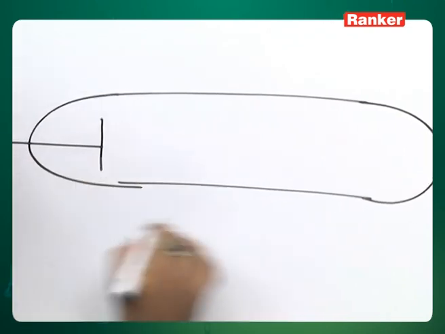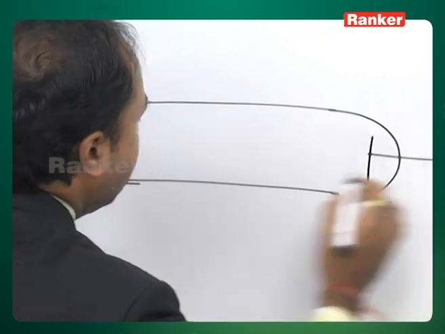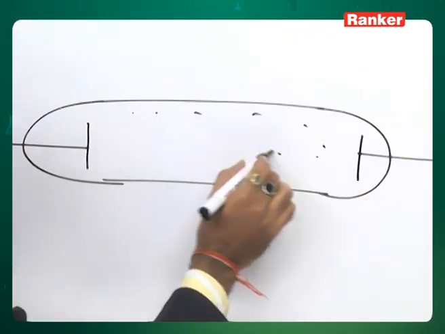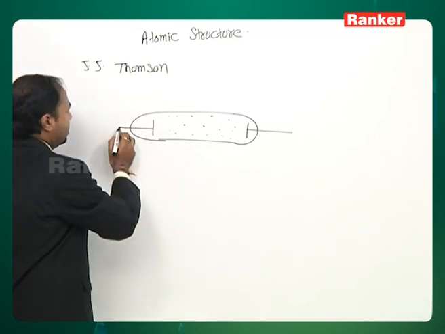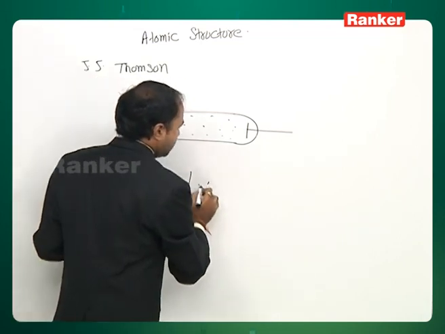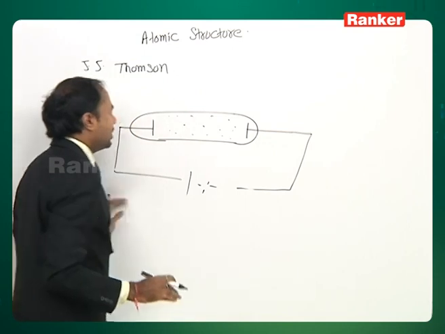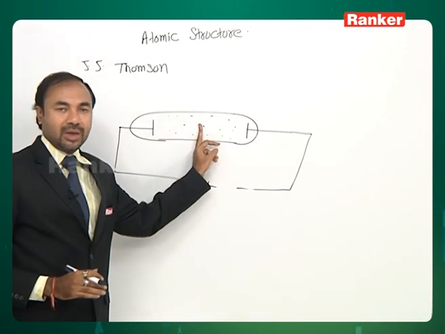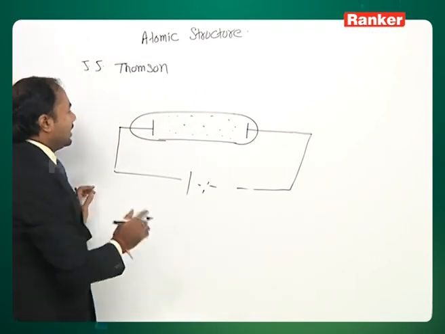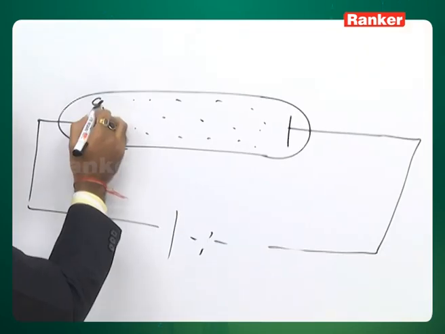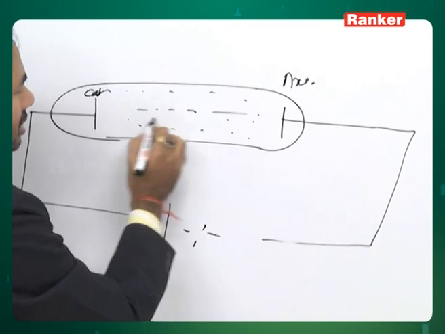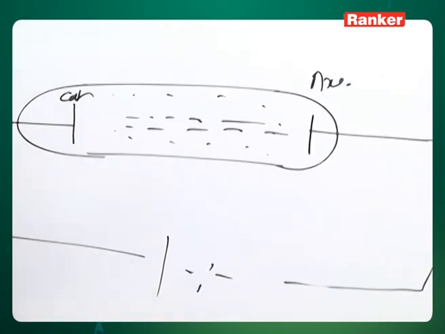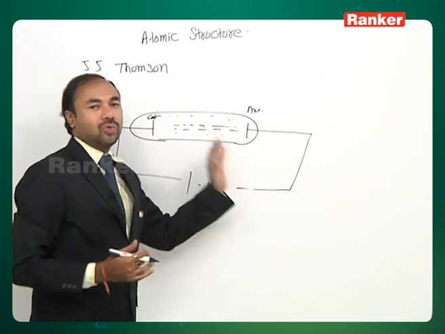Here they kept the cathode, here they kept the anode, and a minute amount of gas was filled up here, a monoatomic gas. Now, this was connected to a very high voltage source, and electric discharge was passed. What was observed is that from the cathode, if we assume this to be the cathode and this one the anode, a beam of electrons, called cathode rays at that time, passed from cathode to anode.